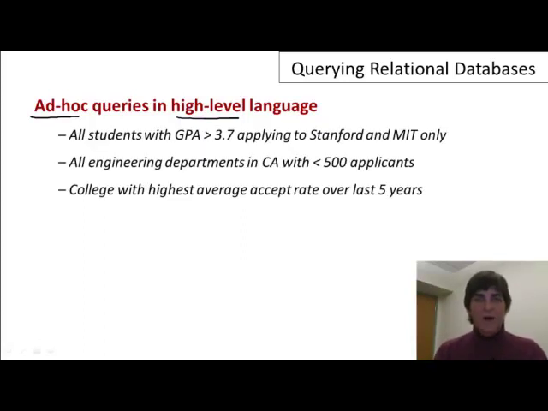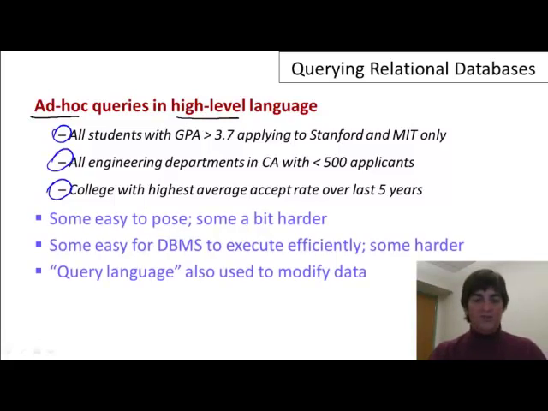Let's go again to our imaginary database of students who are applying to colleges, and here are just three examples of the types of things that you might ask of a relational database. You might want to get all students whose GPA is greater than 3.7 who are applying to Stanford and MIT only. You might want to get all engineering departments in California with fewer than 500 applicants. Or you might ask for the college with the highest average accept rate over the last 5 years. Now, these may seem like fairly complicated queries, but all of these can be written in a few lines in, say, the SQL language or a pretty simple expression in relational algebra.